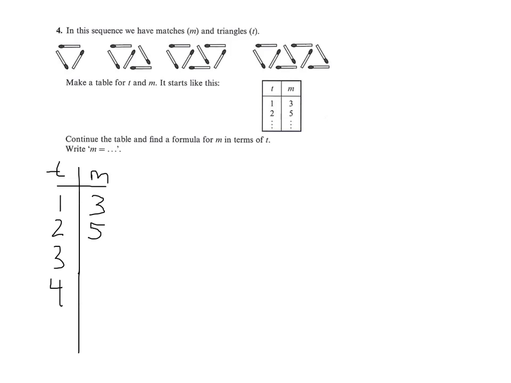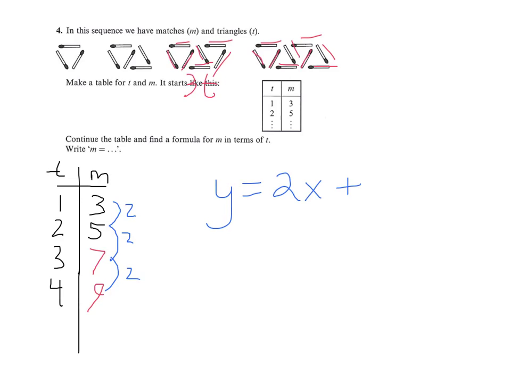So we can go up here to this third diagram that has 3 triangles, and we can count how many matches: 1, 2, 3, 4, 5, 6, 7, so this would be 7. And then we go to the next one with 4 triangles. We go 1, 2, 3, 4, 5, 6, 7, 8, 9. And obviously you see the pattern happening here. So this goes up by 2, up by 2, up by 2, and we know our slope is 2. So the formula is y equals 2x plus something.